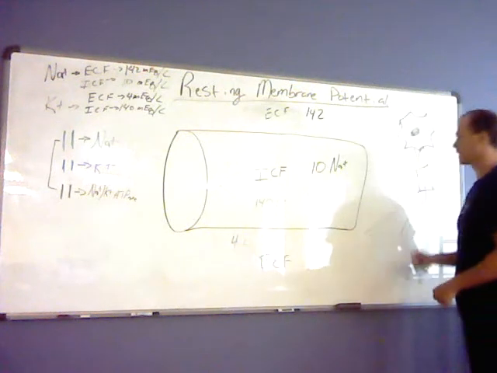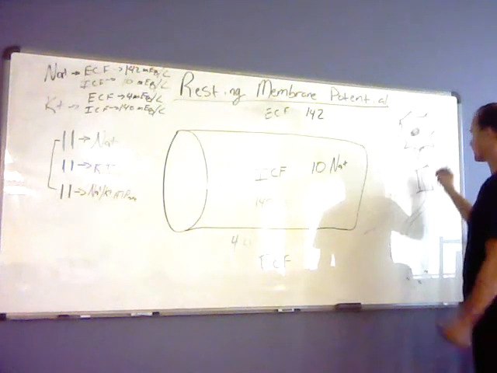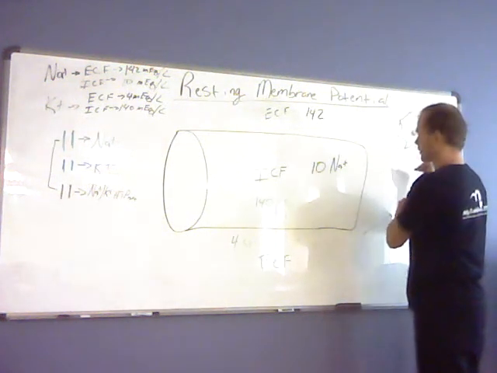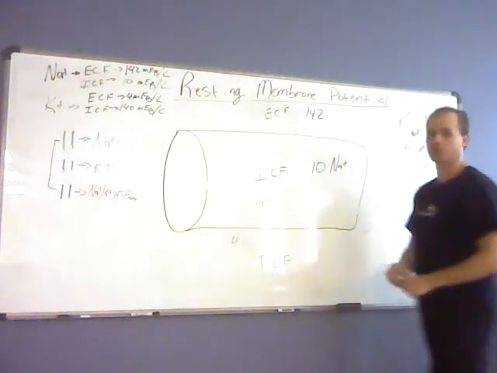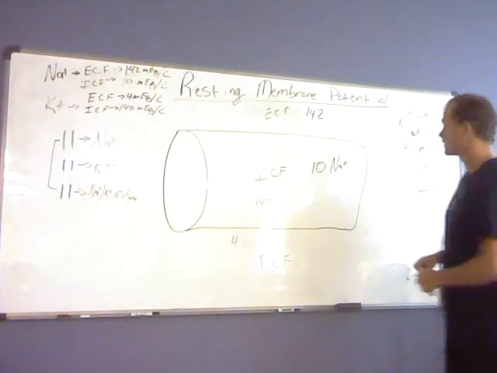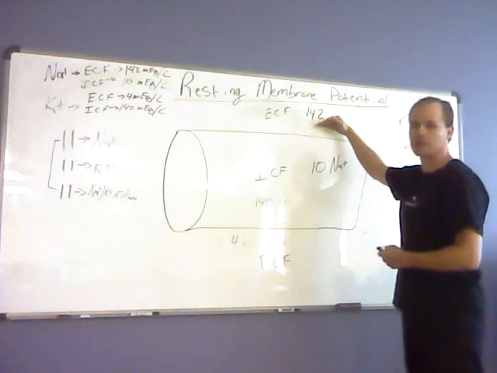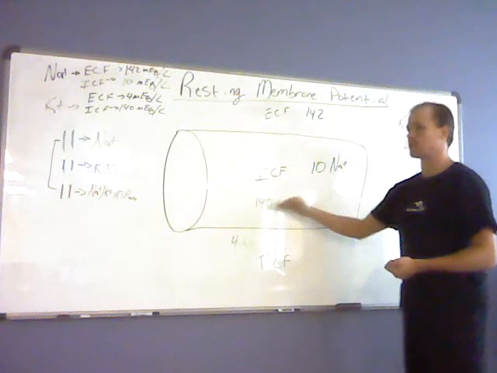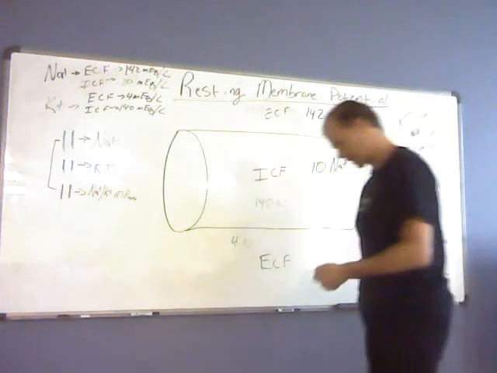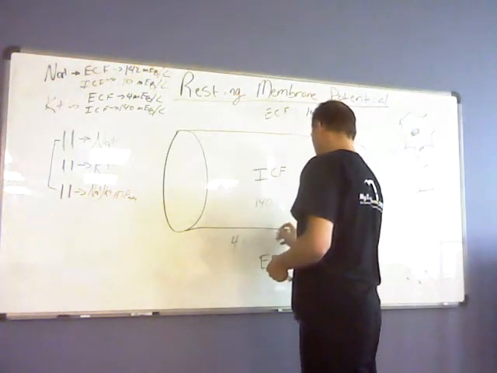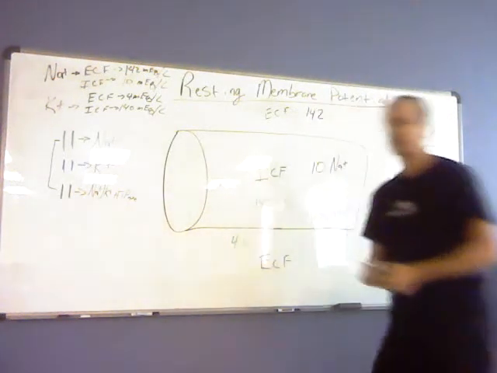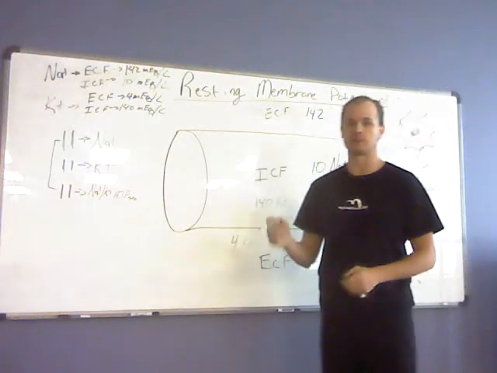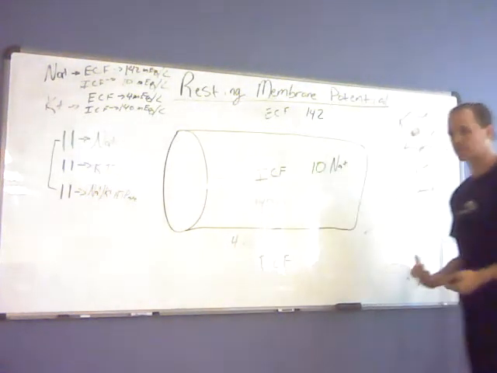So what I did here is blow up a section of this axon, part of the nerve, and look at it up close. Again, you can see that there is much more sodium outside of the cell versus inside, and much more potassium inside versus outside. Now, this cell is at rest, meaning it's not sending electrical impulses. It's sitting there not being stimulated.